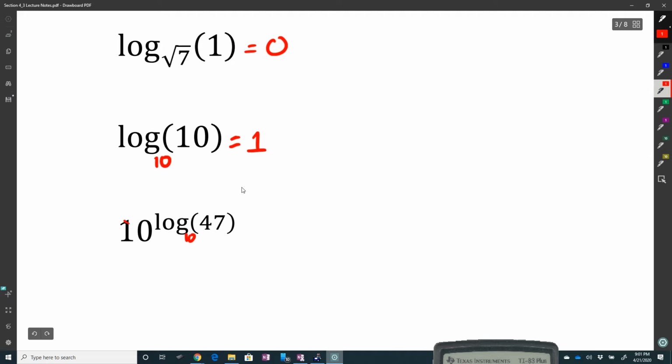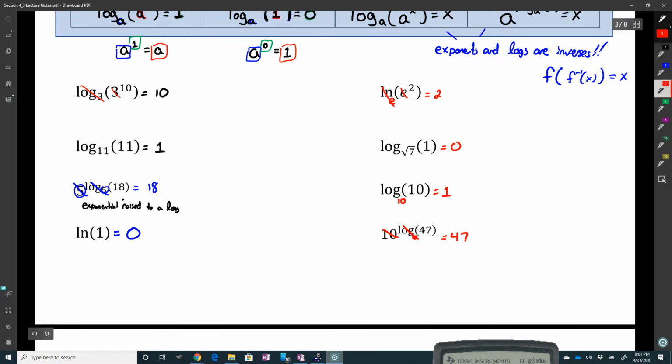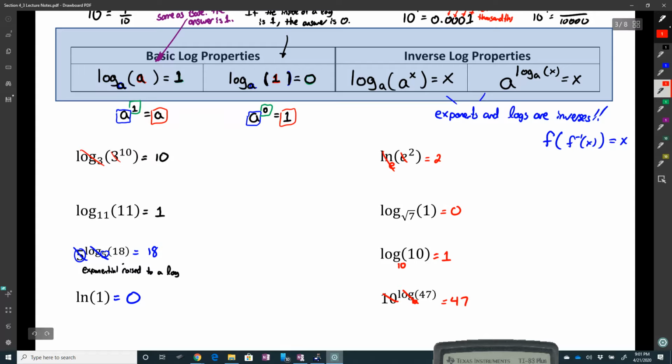10 raised to log base 10. They cancel each other out, and you have 47 as your answer. Okay, so notice that I got the answers real quick just by applying these 4 properties. I know it's a lot to take in right now, but they're properties that you need to kind of get used to dealing with. You see these a lot when you get to calculus.